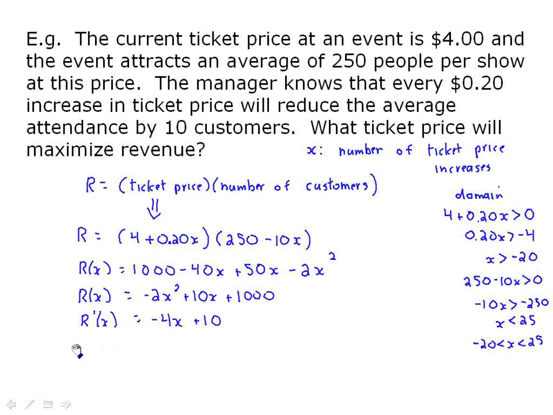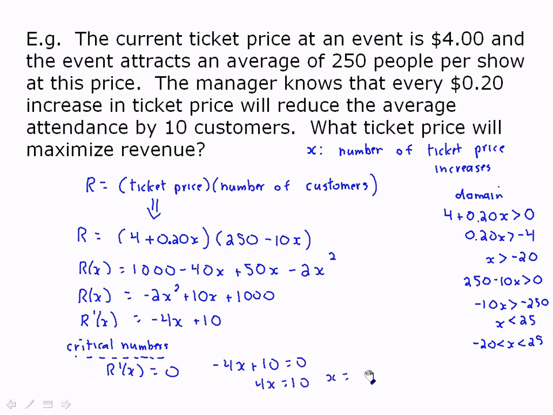Now, critical numbers occur where the derivative is equal to 0 or where it doesn't exist. In this case, there's no point where it doesn't exist within that domain, so I'm just going to set it to 0. So negative 4x plus 10 is equal to 0. So 4x is equal to 10 if you bring that 4x over. So x is equal to 10 divided by 4, which is 2.5.